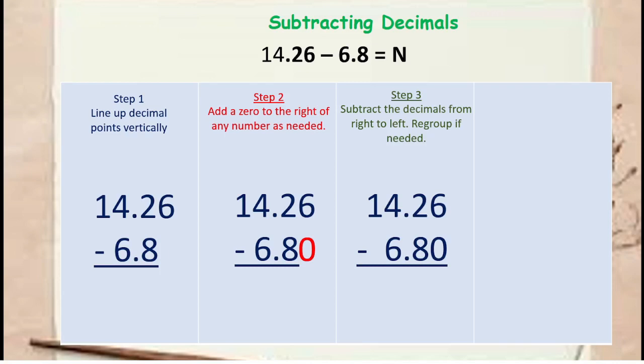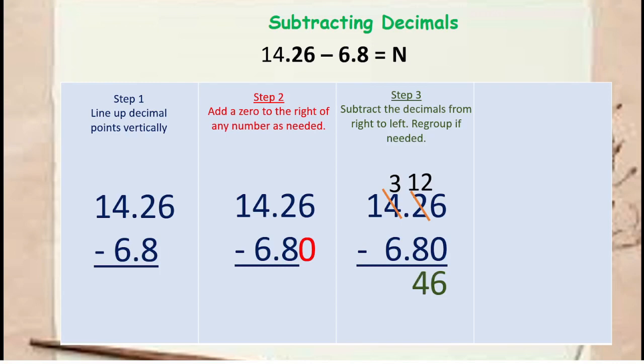Let's start from the right side. 6 minus 0 is equal to 6. 2 minus 8 cannot be because 2 is smaller than 8, so we need to get 1 from 4. 4 will turn to 3, and 2 will become 12. Then, 12 minus 8 is equal to 4.